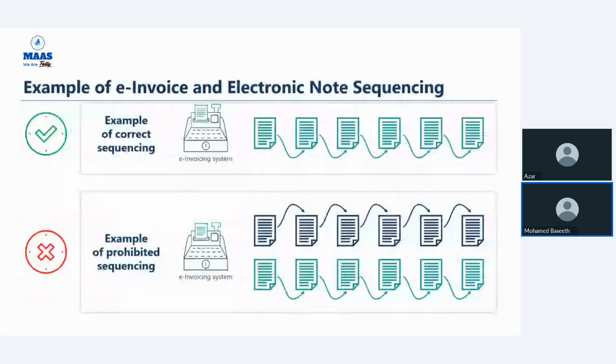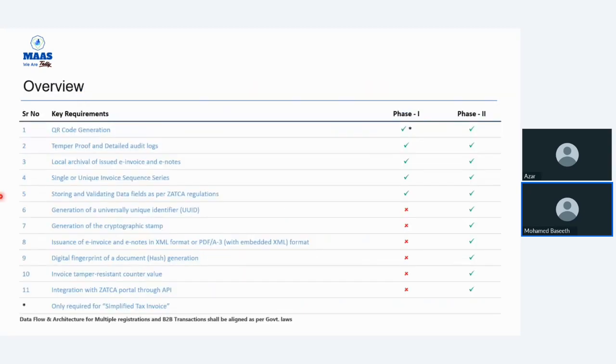Now, in terms of electronic e-invoice sequencing, this is an example of sequencing. As I said, you should not have multiple sequences. It should be one single sequence for the entire company. So having multiple sequences is prohibited as per the phase 2 requirements.